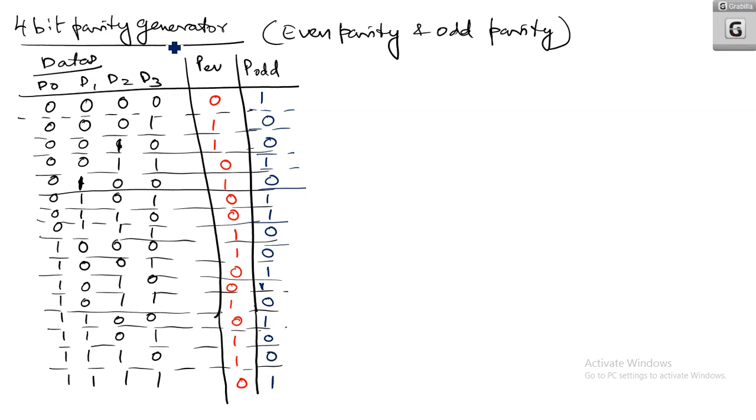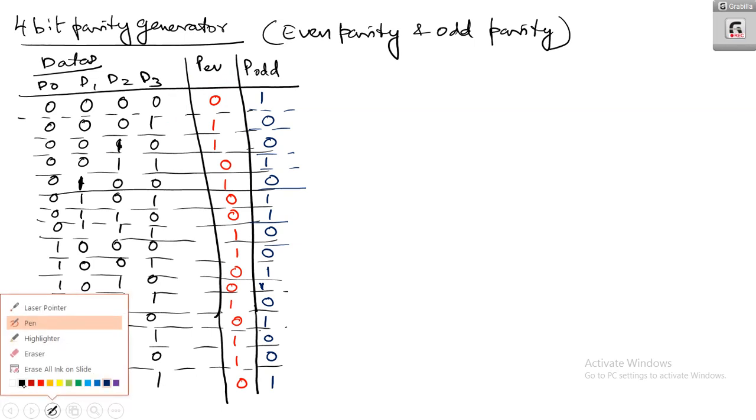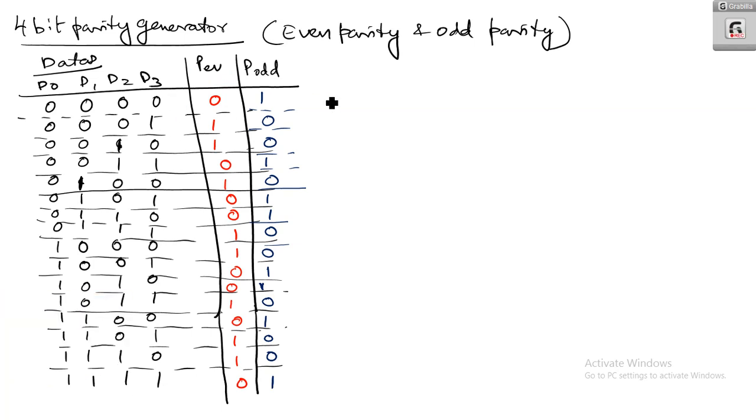So I have given the truth table for even parity as well as odd parity. Now, how will you find an expression for this even parity? That is the question. You need to find the minimized expression for even parity. It is better to go for a truth table. Or you can take it directly, no problem, without going for the truth table itself.